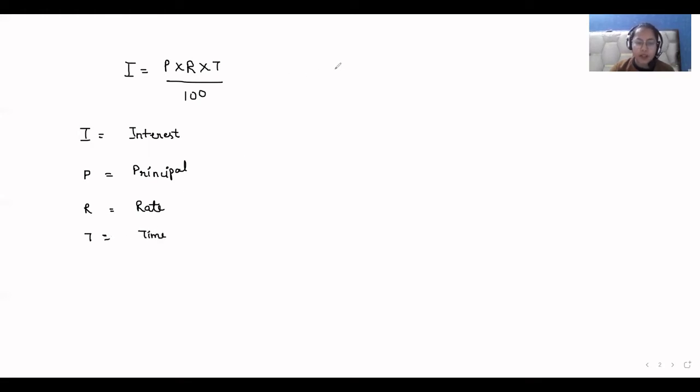And one more term is amount. And amount is the sum of principal and interest. So let's start some problems and understand how we can use this formula.